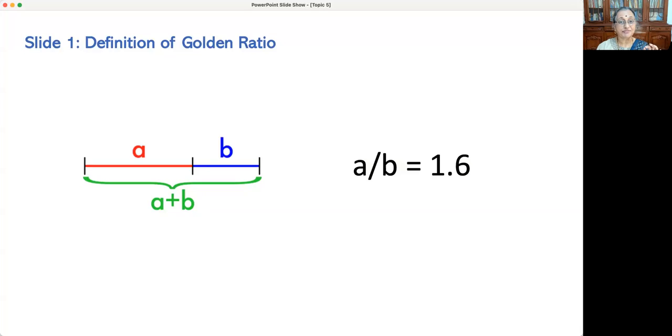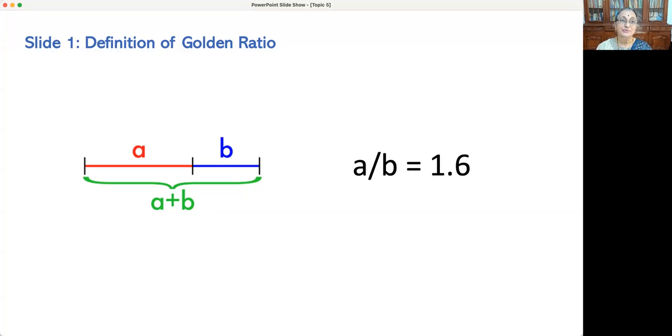We move to slide 1. Let us start with the definition of golden ratios. Golden ratio is a special irrational number, 1.6. In geometrical terms, the golden ratio is observed when a line segment is cut into 2 pieces and the ratio of the longer part to the smaller part is 1.6.